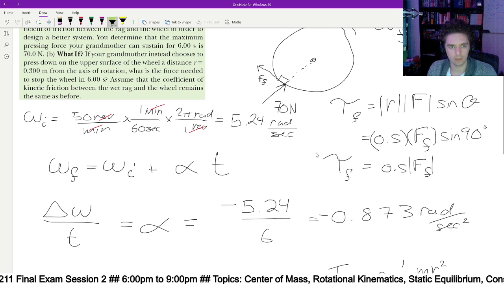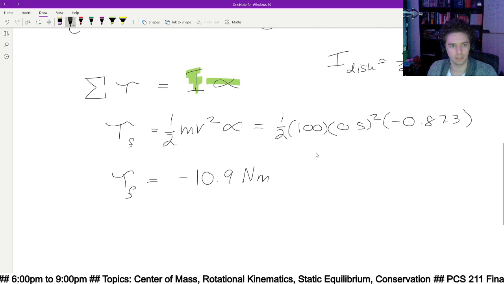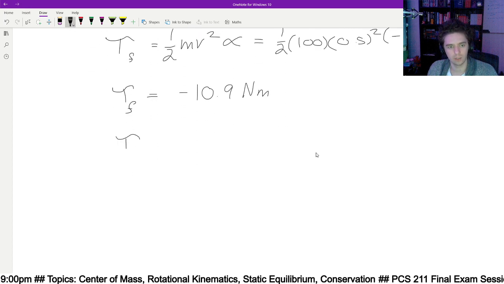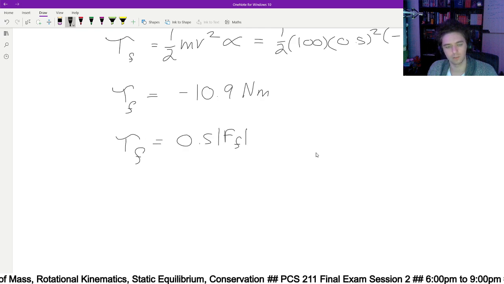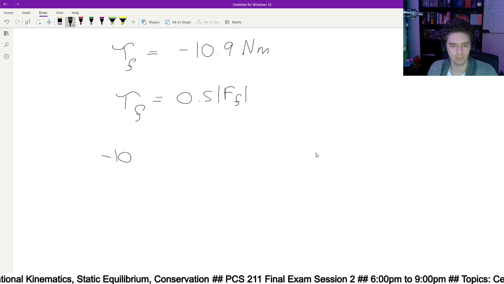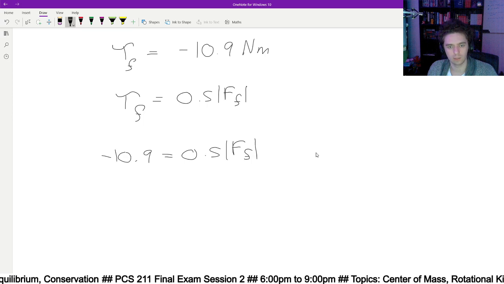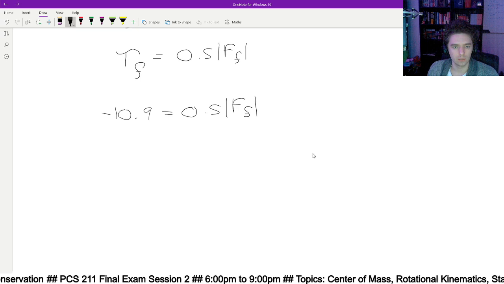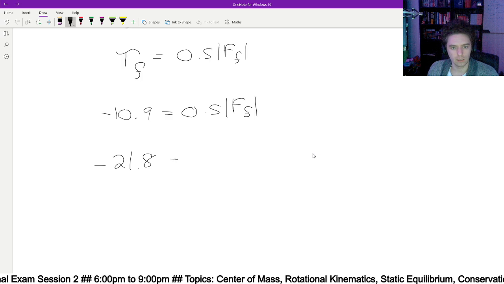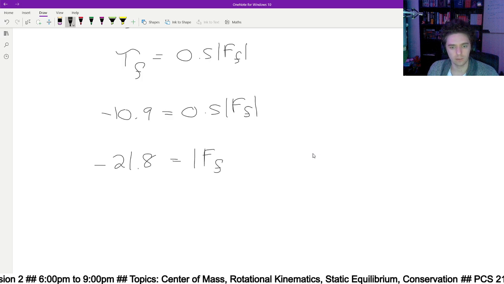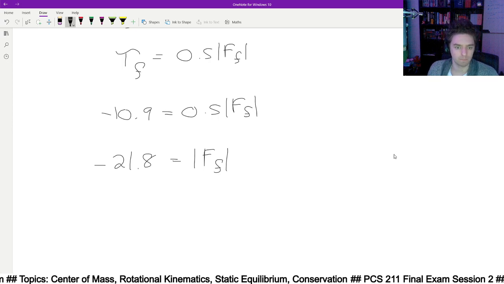Let's use that now. We also figured out that the torque from the force of friction is negative 10.9. Since we also know that torque from friction equals 0.5 times the magnitude of the frictional force, we can combine these and say negative 10.9 equals 0.5 times the magnitude of the frictional force. Multiply this by 2, so negative 21.8 equals the magnitude of the frictional force. We know the magnitude of the frictional force.